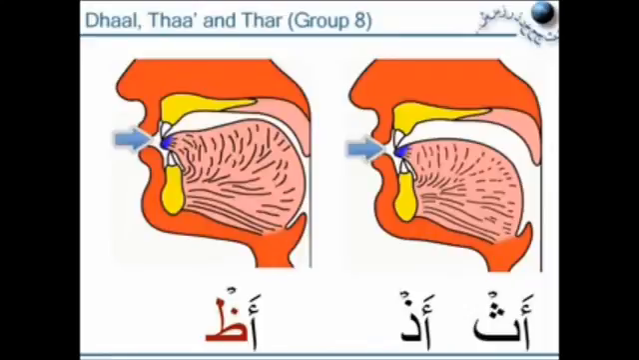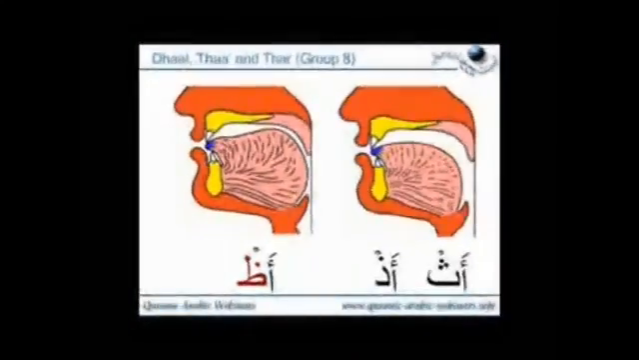So remember the tha, it's got a th sound, so it's ath, whereas the dhal is more like the English word the, so it's adh. So you've got ath and adh. And then we have the tafkhim dha, so it becomes adh. So when you finish that, the tip of your tongue should be just between your teeth.